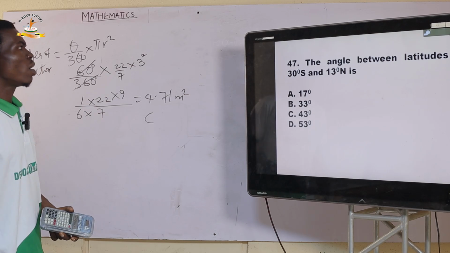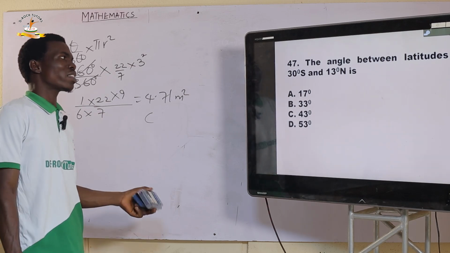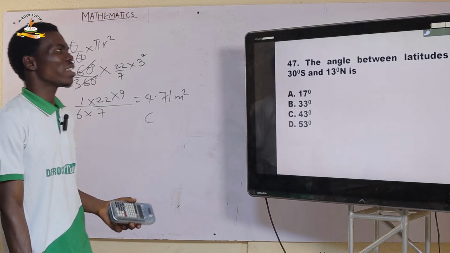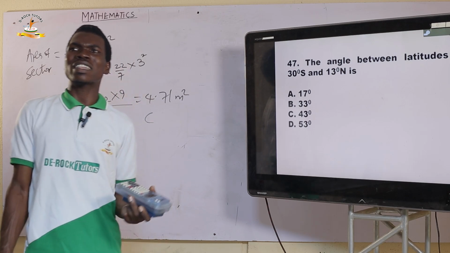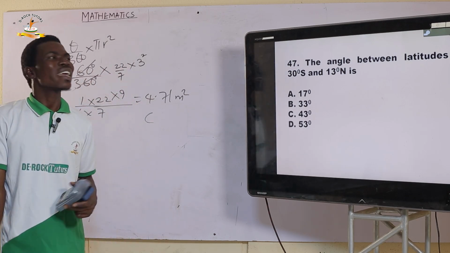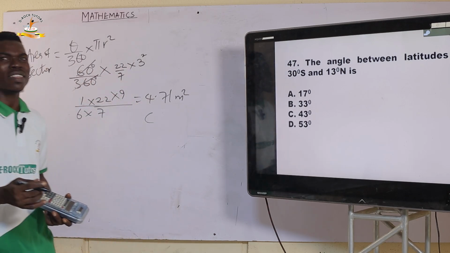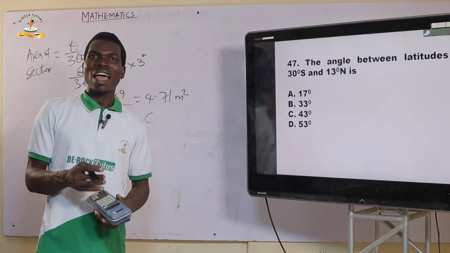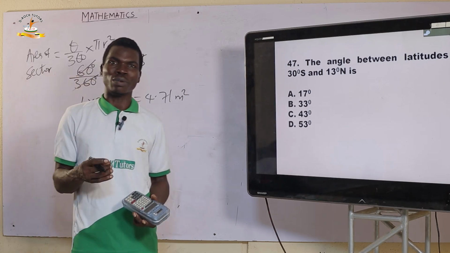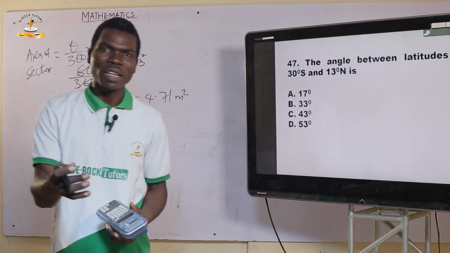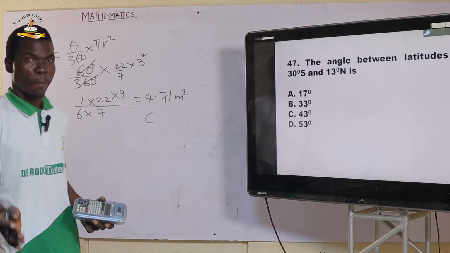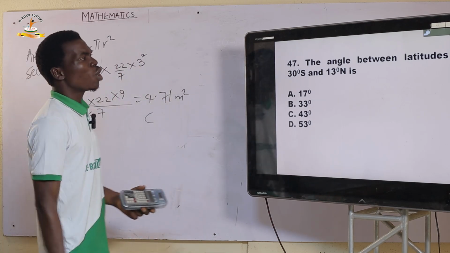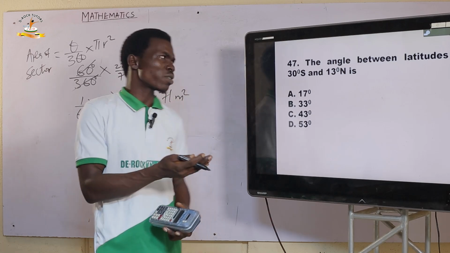Next question. 47. The angle between latitude 30 degrees south and 13 degrees north is what? This is a latitude problem. In mathematics, if places are on different sides of the equator, we always add their latitudinal difference to be the angle. However, if they are on the same side, we subtract, a positive difference. So this time around, we have what? 30 degrees south and what?